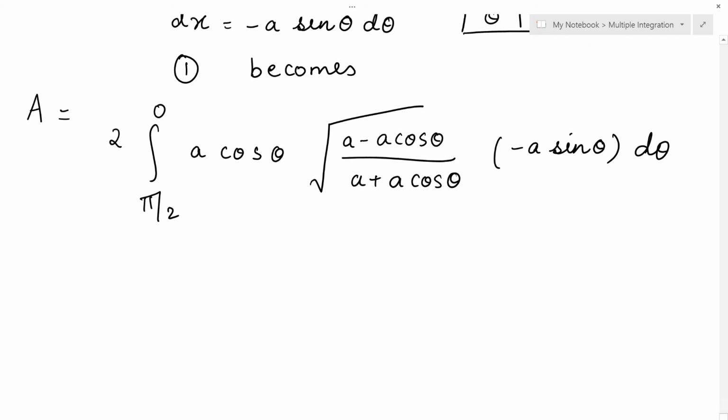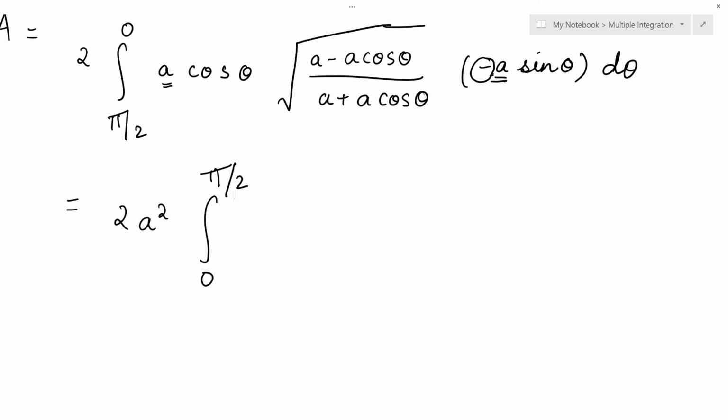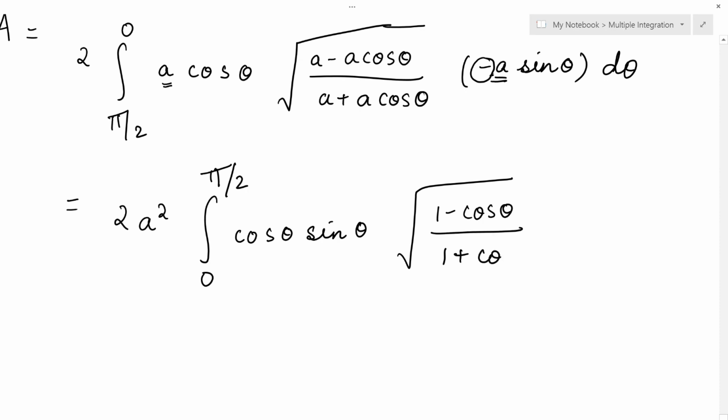Right? So now you can see that numerator a and denominator a are getting cancelled, and this a and this a will become a square. And limits I have interchanged. This minus sign I have used the property of definite integral, so we can invert the limits. So I have written 0 to pi by 2. So this will become cos theta sin theta. Inside we can see the integration, that is 1 minus cos theta and 1 plus cos theta d theta.